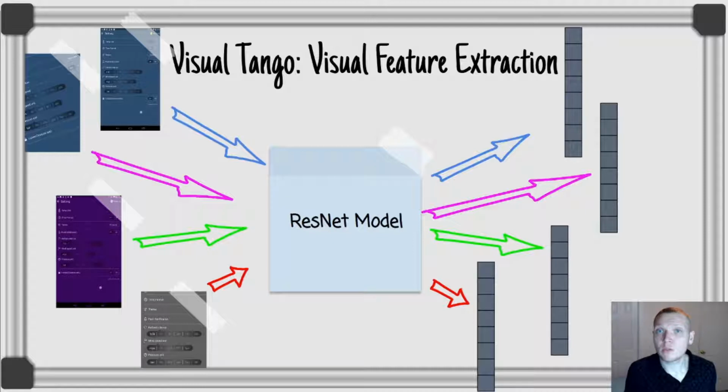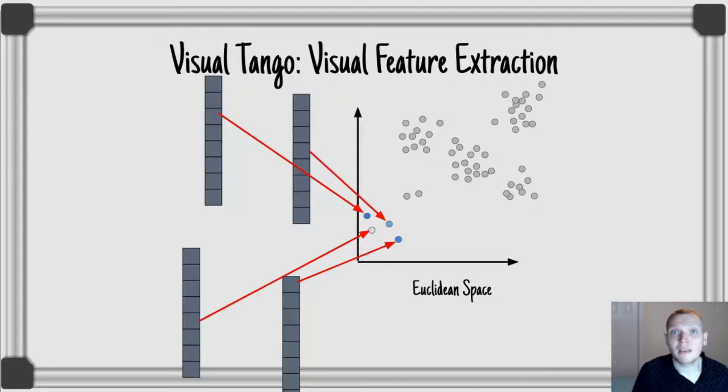Augmentations, as well as the original screenshot, are then passed through a feature extractor model, specifically a ResNet-based model, which takes as input an image and generates a vector representation of it. The model is then taught to make a vector representation of a screenshot and its augmentations close together while also making them far apart from other screenshots in the dataset. This allows the model to capture meaningful semantic information that exists in the screenshots.